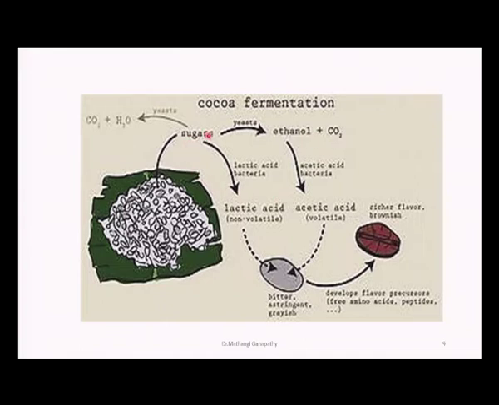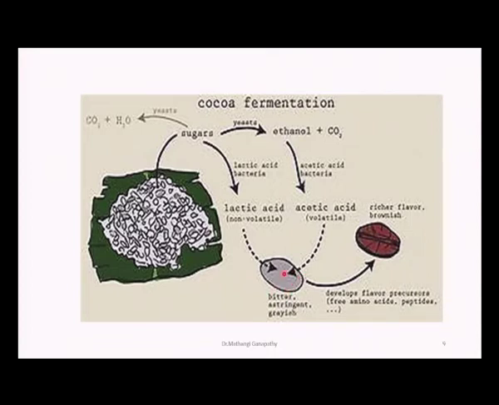Now, these sugars can be acted upon by both lactic acid bacteria as well as acetic acid bacteria. If lactic acid bacteria act upon the sugars, your product is going to be lactic acid, which is non-volatile. If it is the acetic acid bacteria, you get acetic acid, which is volatile, so it gives an aroma. Now, the end product of fermentation here will have a bitter, astringent taste with a grayish color.